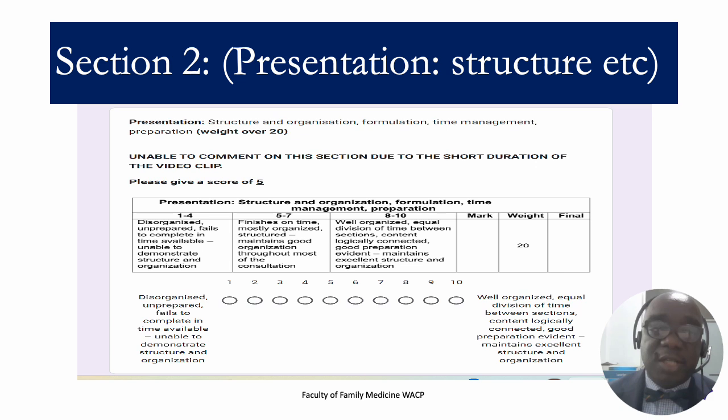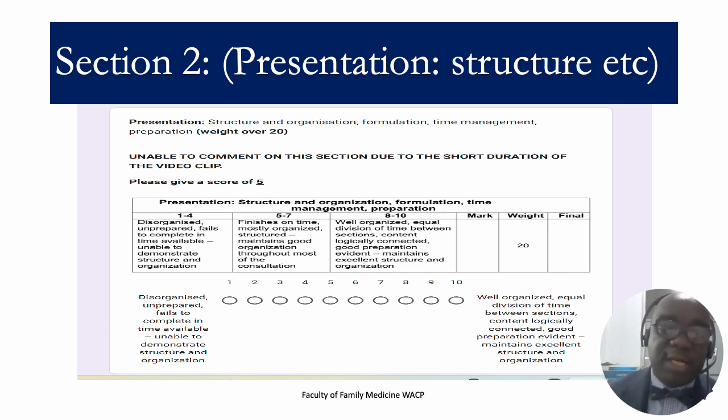The first section you will run into for scoring is the section on presentation, structure, and so on. The weight of that section is 20. However, if the presentation you watch is of short duration, you may not be able to do this fully. For the practice video you will watch, it's a short mini presentation and you will not be able to do the full scoring, so we advise you to give a score of 5, which is the minimum acceptable to family medicine standard.